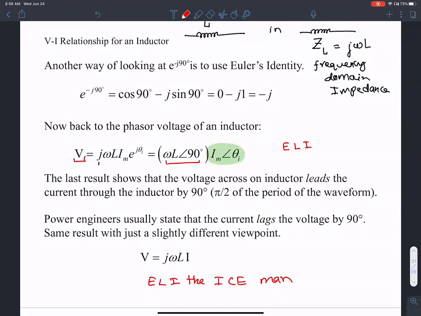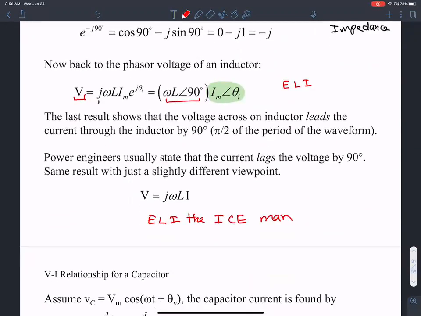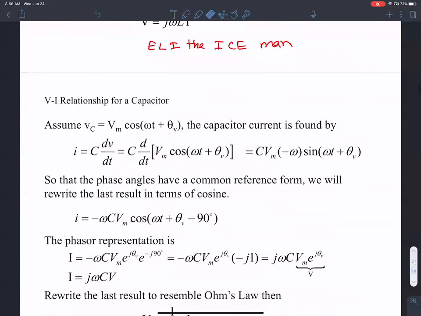Power engineers, on the other hand, like to say that current lags the voltage in an inductor. Both of these are valid ways of saying it. For now, all we have to understand is the voltage leads the current in an inductor. Now we can understand the relationship between the voltage and current in a capacitance.